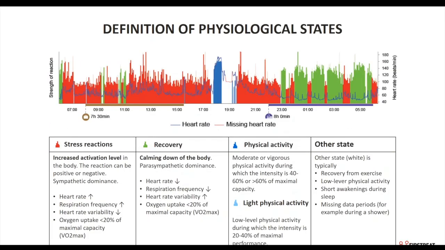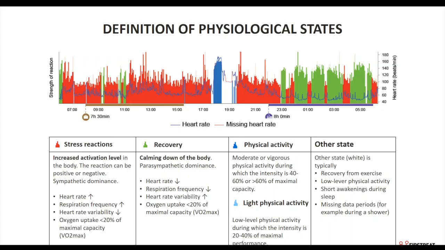And this slide goes a little bit deeper into these different physiological states that you will see in the Firstbeat lifestyle assessment reports. The red color meaning stress reactions, elevated activation level in the body. The reaction can be positive or negative, and it means sympathetic nervous system is dominating. Heart rate elevated, respiration frequency is elevated from the base level, heart rate variability is low, and oxygen uptake below 20% of maximal capacity. And recovery, or the green color on the other hand, meaning a calming down of the body, parasympathetic dominance, lower heart rate, lower respiration rate, increased heart rate variability, and again oxygen uptake below 20%.